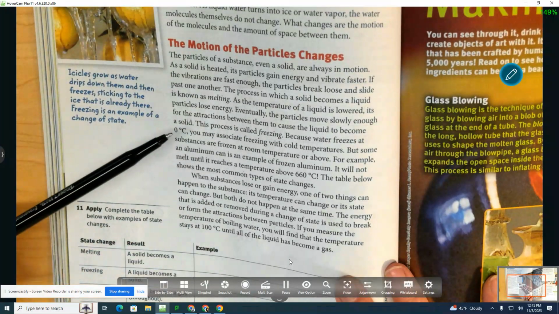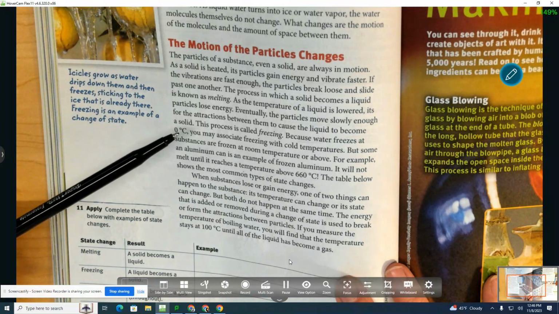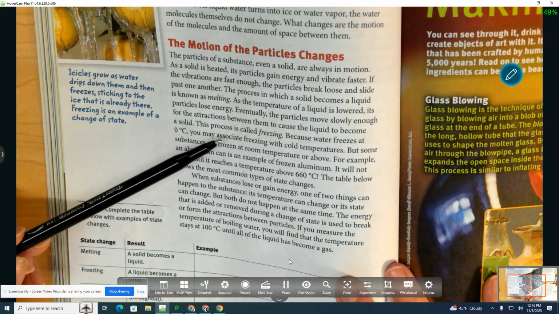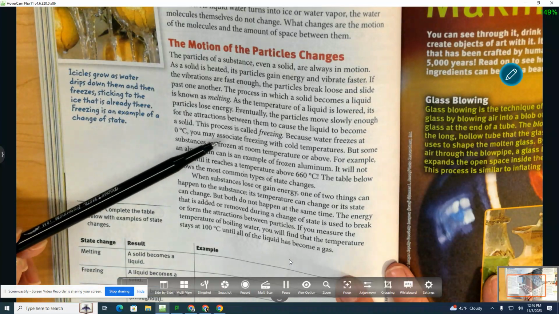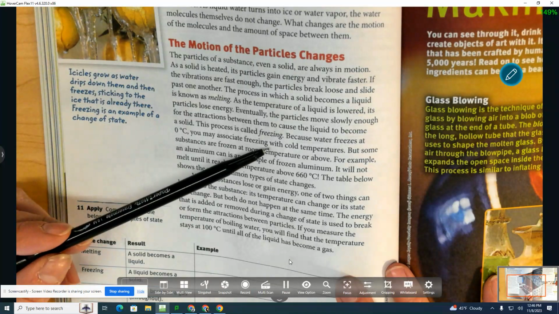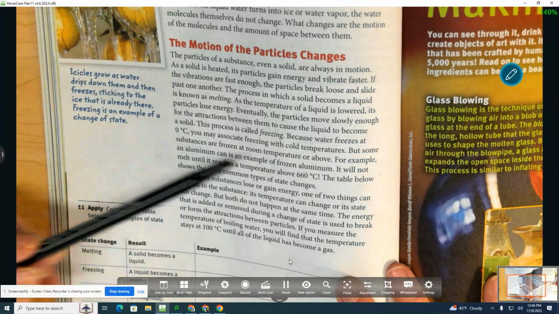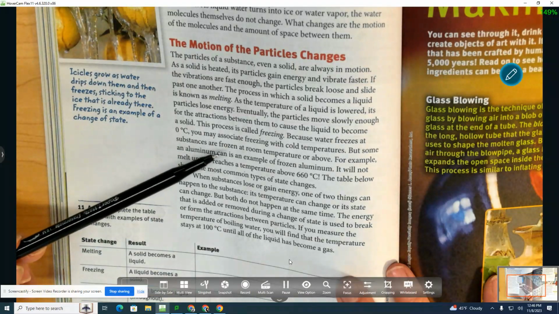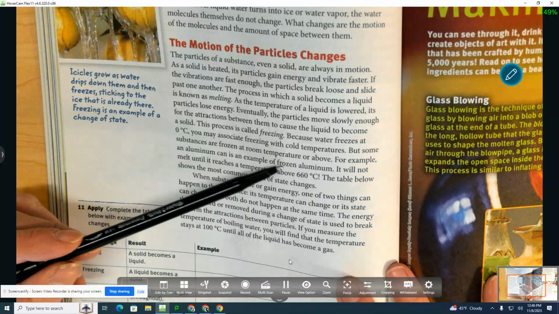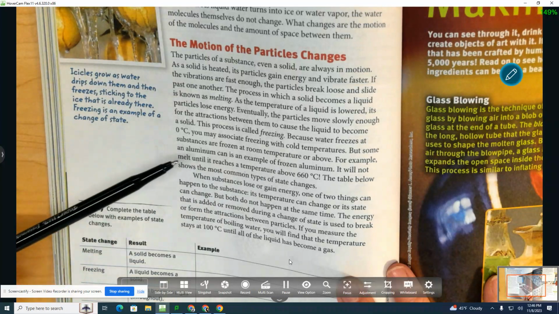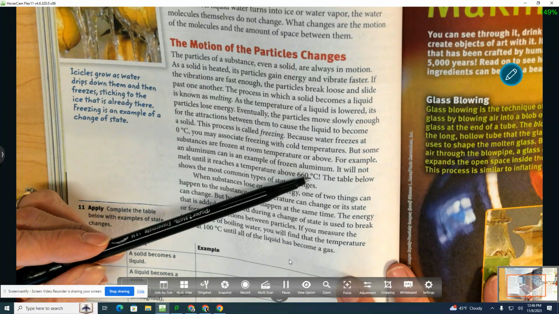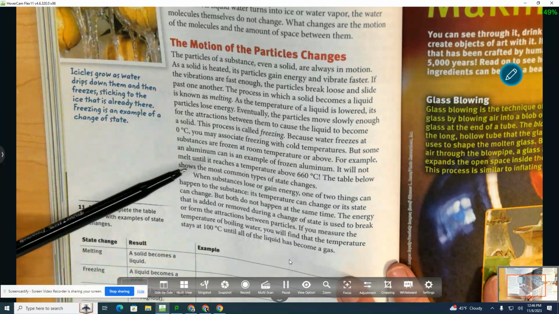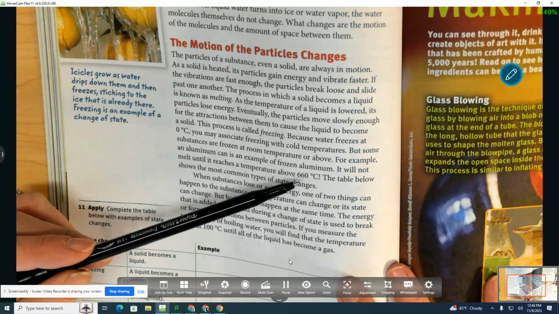Because water freezes at 0 degrees Celsius or 32 degrees Fahrenheit, you may associate freezing with cold temperatures, but some substances are frozen at room temperature or above. For example, an aluminum can is an example of frozen aluminum. It will not melt until it reaches a temperature above 660 degrees Celsius. The table below shows the most common types of state changes.